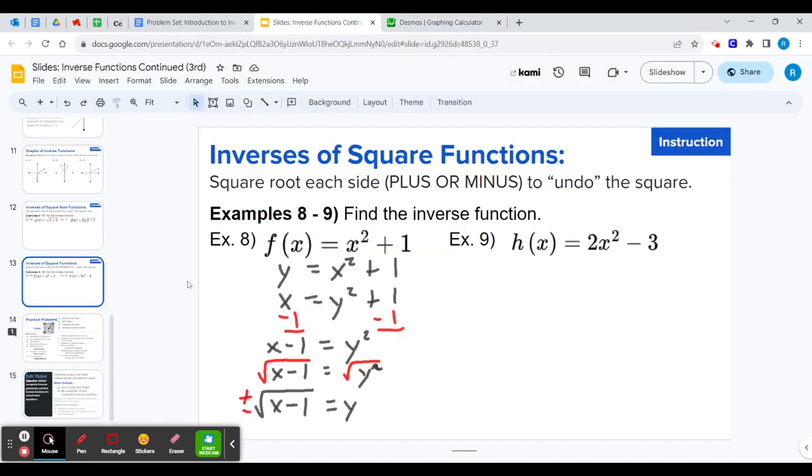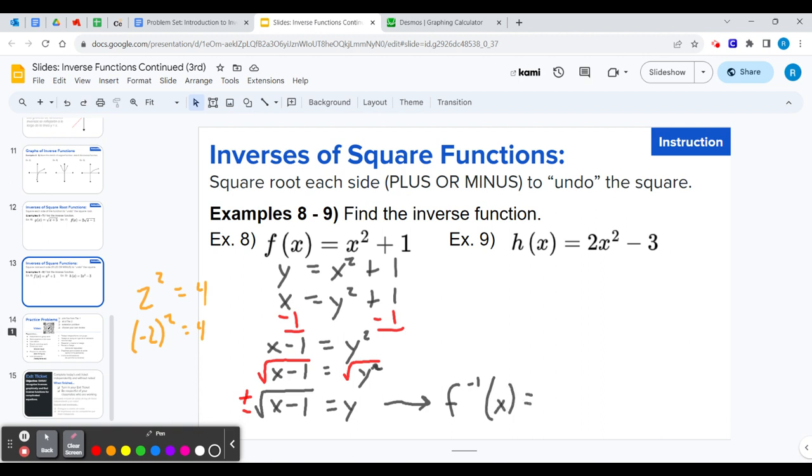And if you think about it, when you square a number, if you take 2 squared, you'll get 4. But you also get 4 if you take negative 2 squared. So when we undo that square action by taking the square root, we also need to make sure that we are doing the plus minus version of it. So if I draw this over, then our final answer is the inverse of x equals plus or minus the square root of x minus 1.